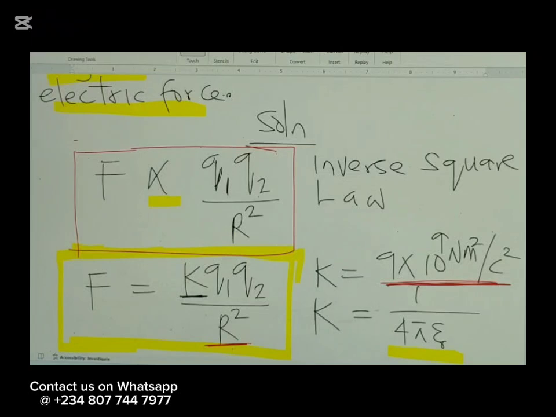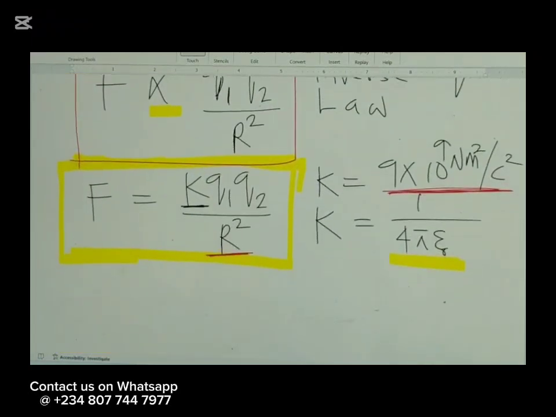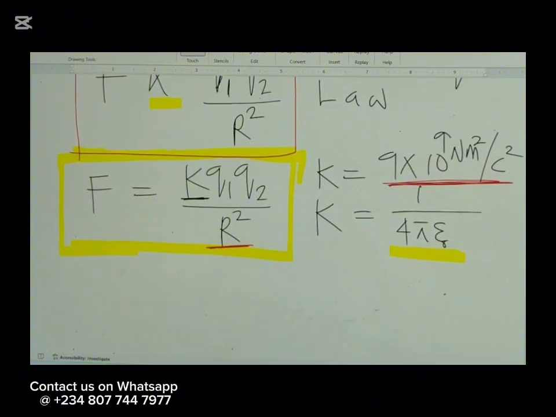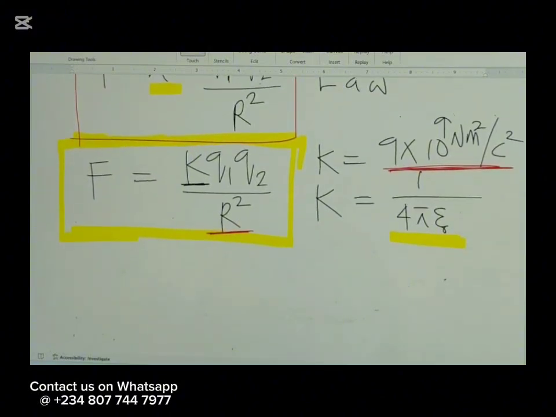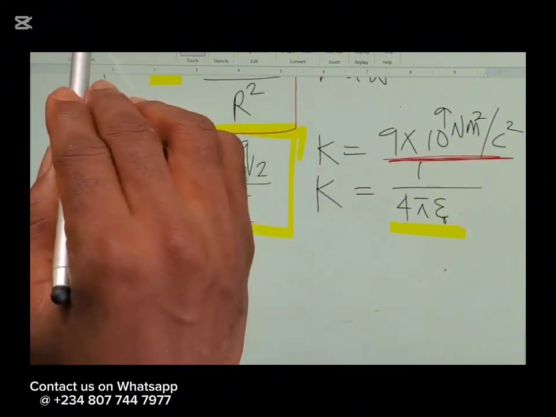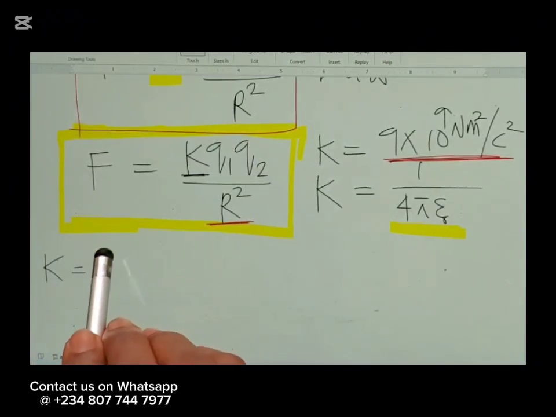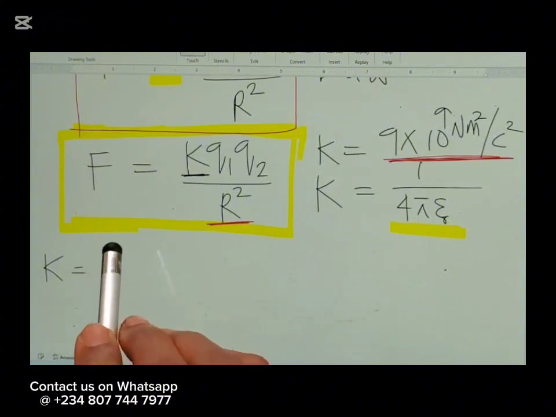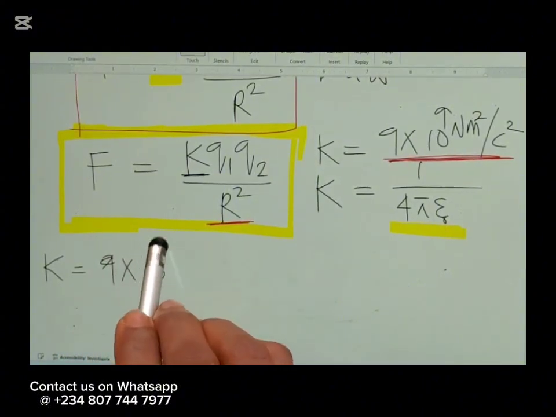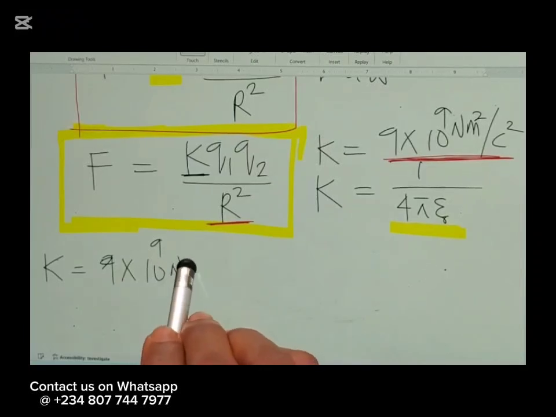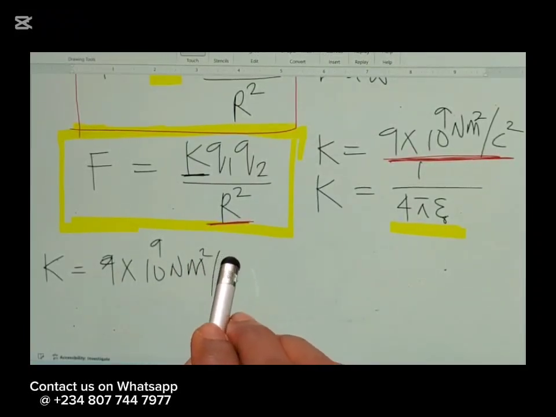So our Q1 is given, our Q2 is given, and our R is given. Our K is also given. So now let's write down the values. K is equal to 9 times 10 raised to the power of 9 Newton meter squared per coulomb square.